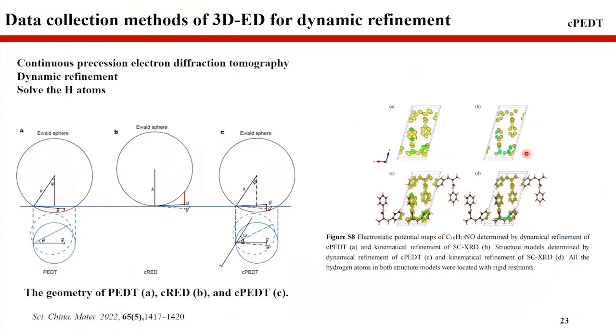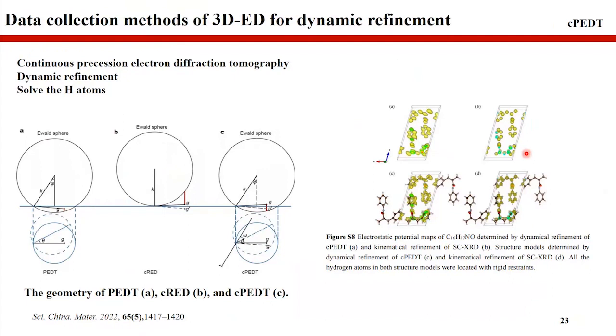So for PED data, the dynamical refinement or full dynamical calculation for the quantitative result is still very important. With the dynamical refinement of PEDT, Professor Palatinus could locate the hydrogen atom positions in the structures without rigid restraints and determine the absolute configurations for nanocrystals. However, the stepwise data acquisition process in PEDT usually introduces too much electron dose, which could damage the crystallinity of the beam sensitive samples.